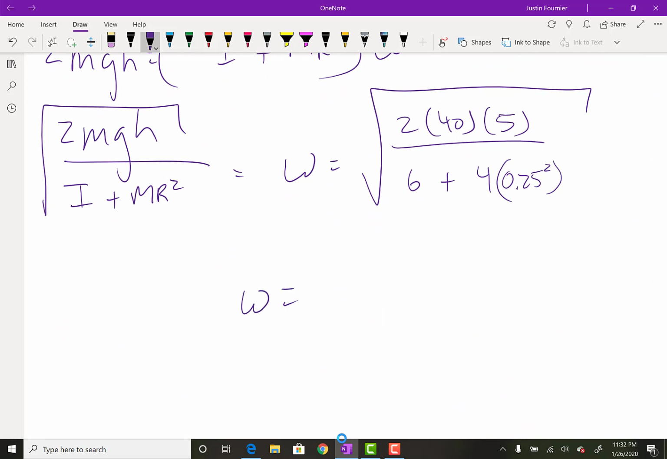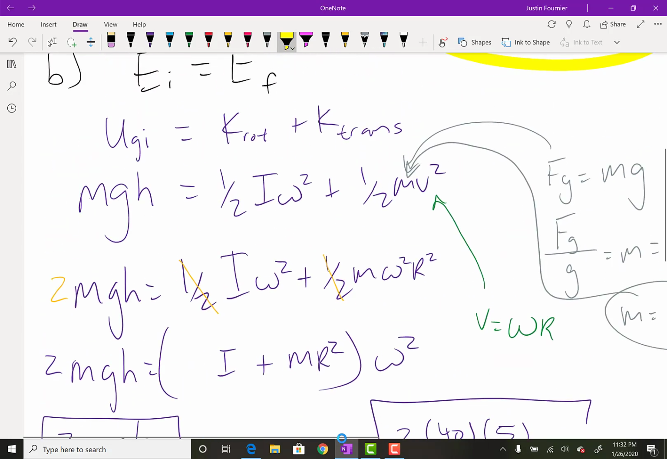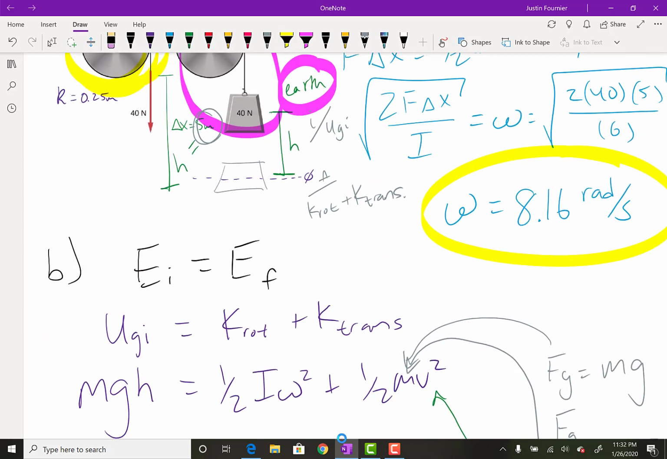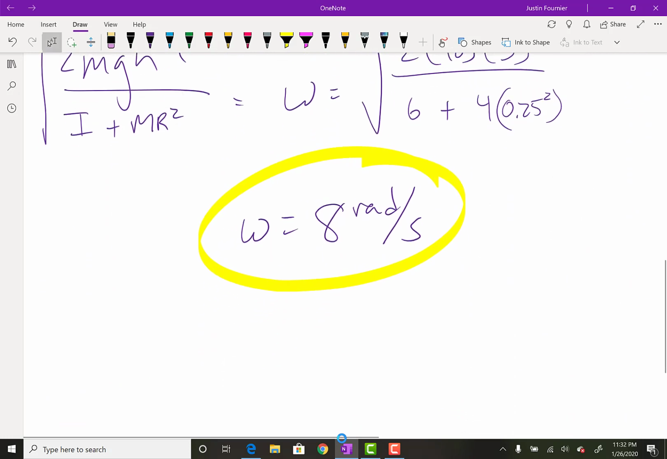So we've got 40 times 10, that's just 400, divided by 0.25 squared times 4 plus 6. Take the square root and I get 8 radians per second, which is in fact less than the original one, which is what I predicted. So that's good. There you go.